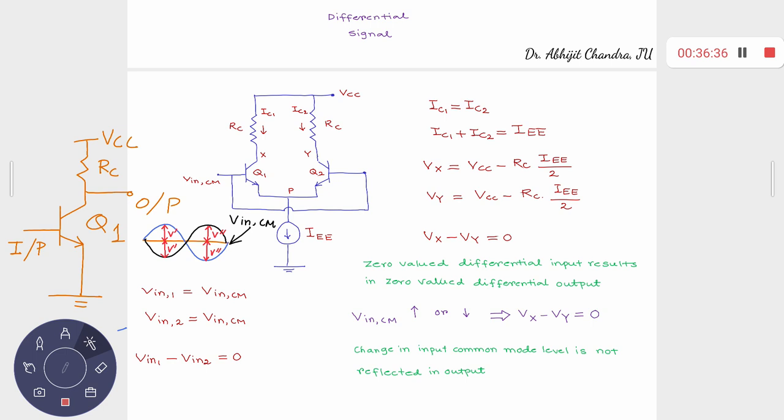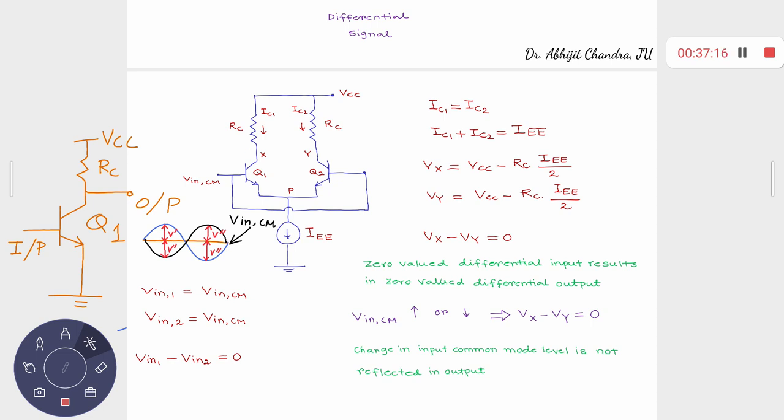Here the input is not differential. The input is a fixed DC. I have not applied any small signal. So these two inputs are connected together directly, with the same DC level. I have applied a big DC input over there, with say a 12 volt or 10 volt supply. Suppose the input is 4 volt, and the supply is 12 volt. Now if it is 4 volt, then Vx minus Vy equals 0. If it is 5 volt, then also 0. 6 volt, then also 0. The individual value might be different, but the difference is equal to 0.